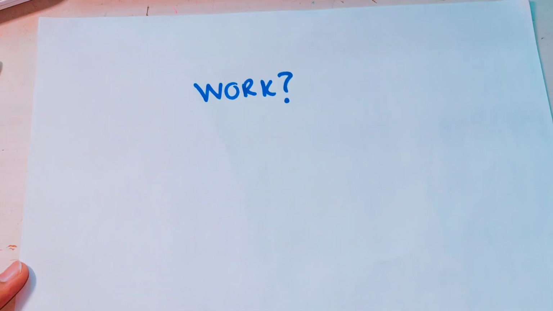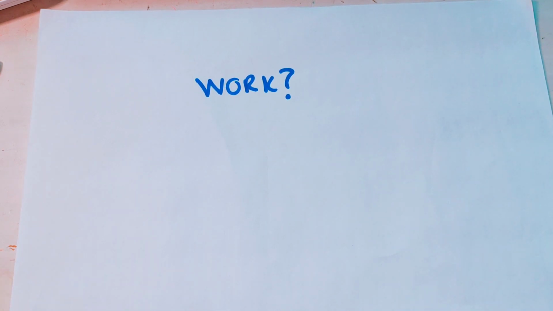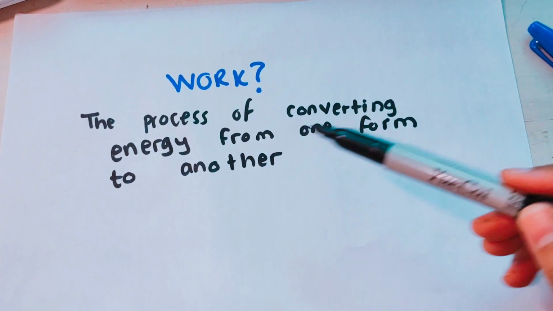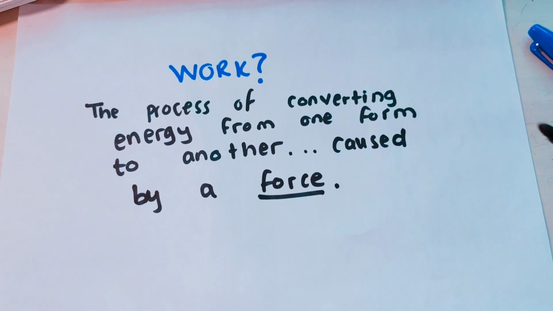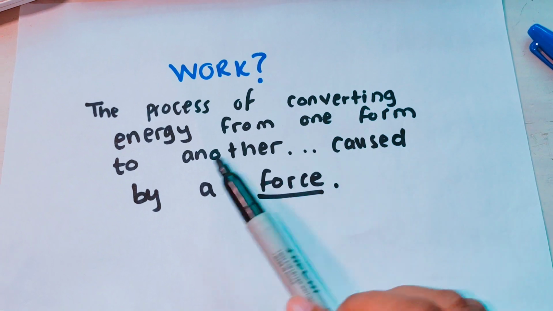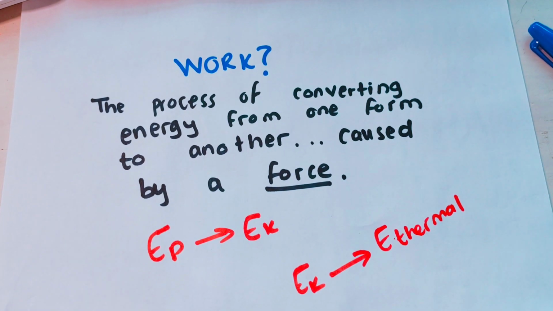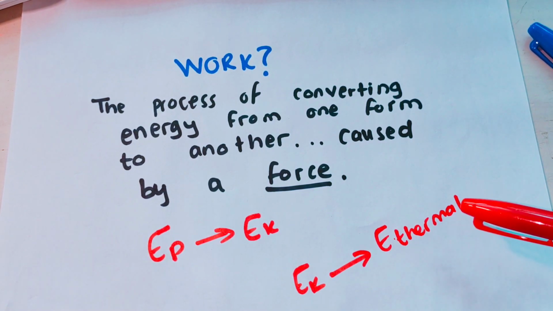To answer that question, we have to answer a more fundamental question. What is work in the first place? Work is when energy is converted from one form to another. What causes energy to be converted from one form to another? A force. So when you have a force acting on an object and you have energy that's converted from one form to another because of the force, you have work being done. Energy conversions are, for example, potential energy converted to kinetic energy or kinetic energy converted to heat energy.